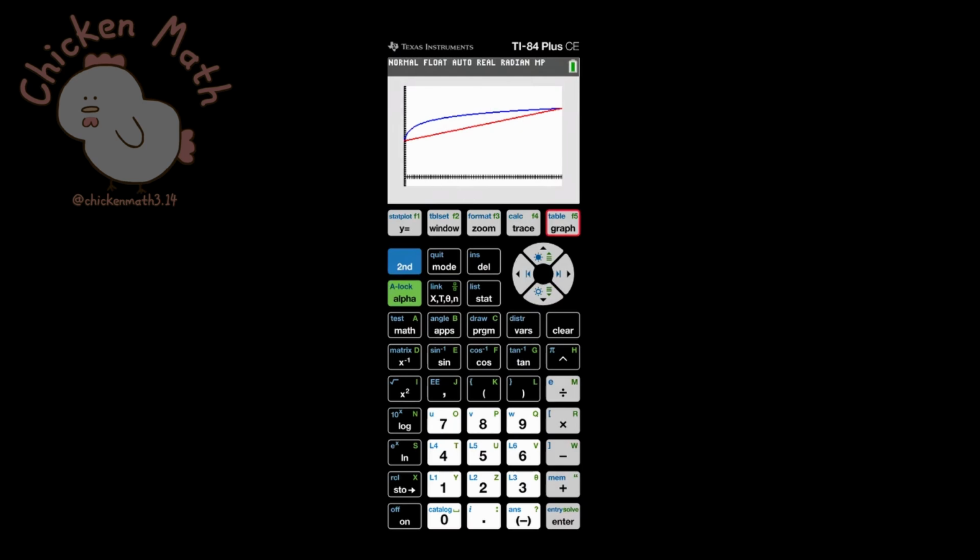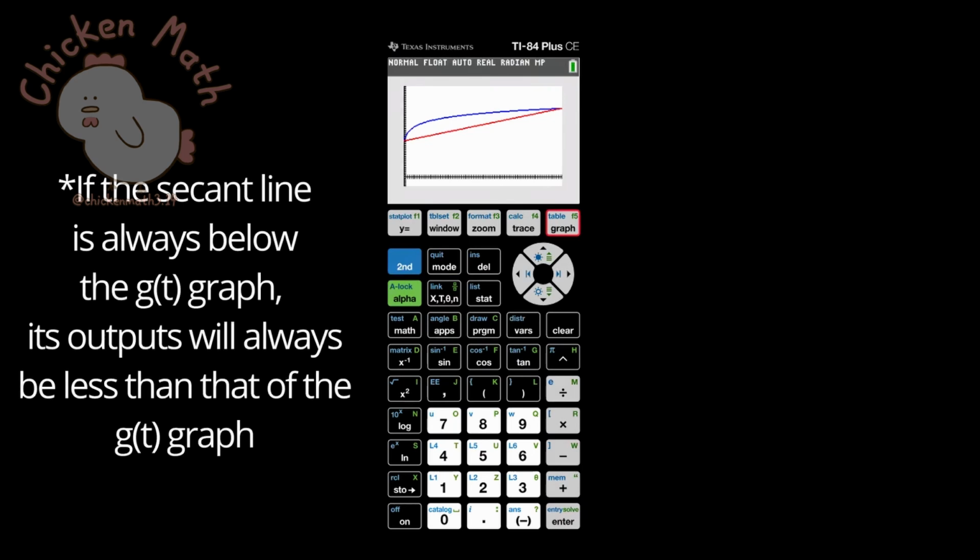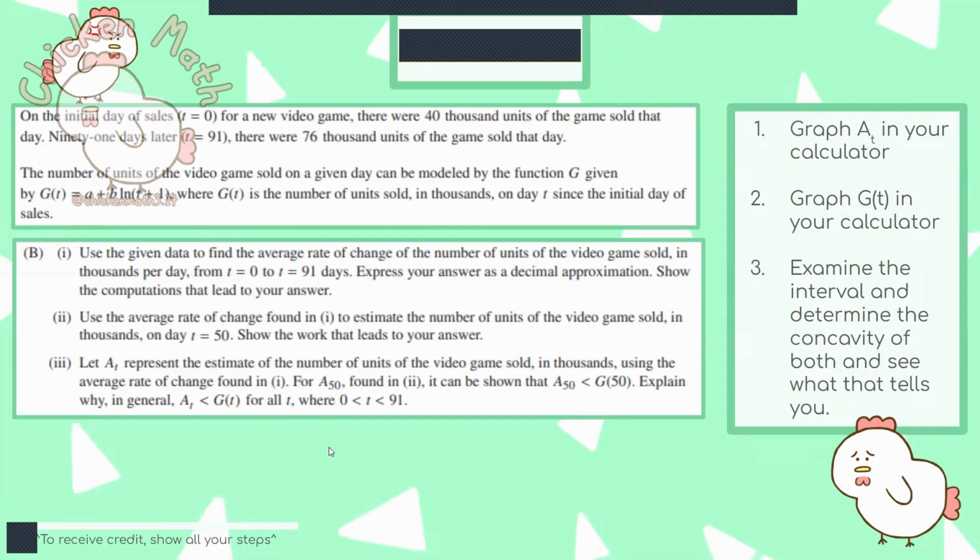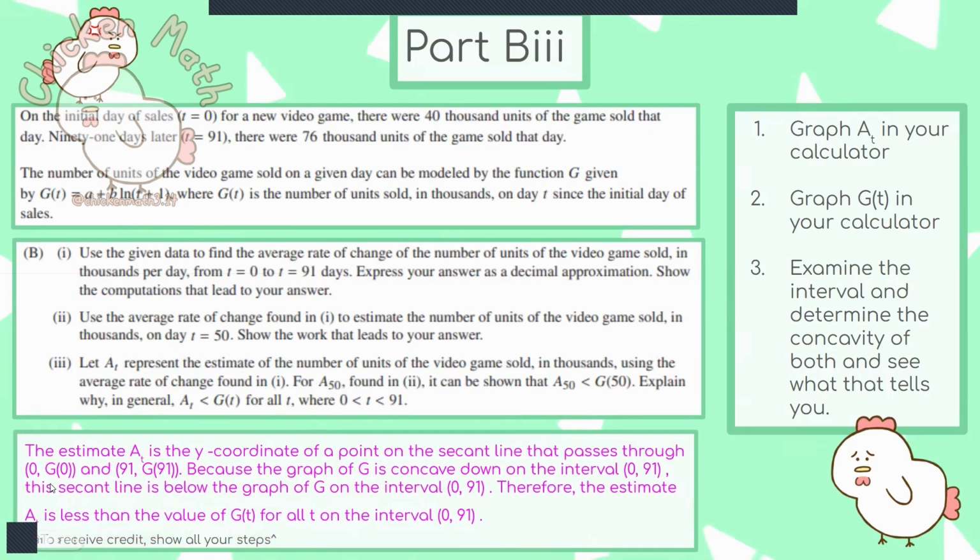Because the graph of G is concave down on this interval, and we can see that the secant line is below the graph, we can tell that G of t is greater than A of t for all values 0 to 91. So this is how we could answer the question to get full points. We're just saying that because the graph of G is concave down on the interval and the secant line passes through the points (0, G of 0) and (91, G of 91), we can therefore tell that the estimate A of t is less than the value of G of t for all t on the interval 0 to 91.